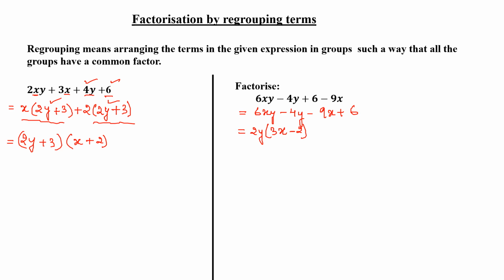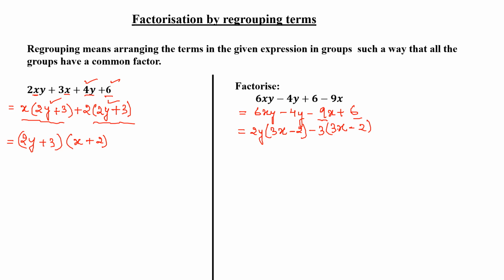Now if you see minus 9 and 6, the highest common factor of 9 and 6 is 3. The 3 table has both 6 and 9. So I can take minus 3 common. If I take minus 3 common, I will be left with 3x. Now in minus 3, how much should I multiply to get plus 6? So it will be minus 2.